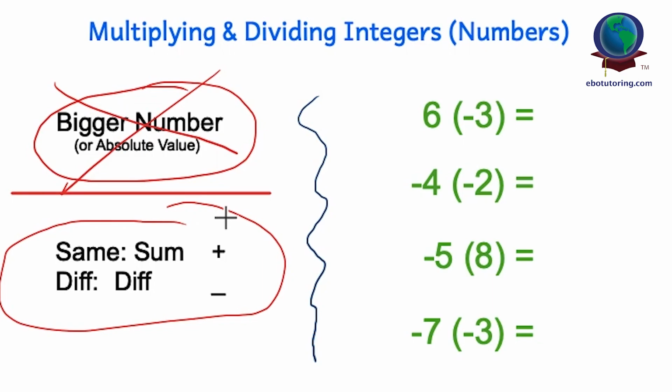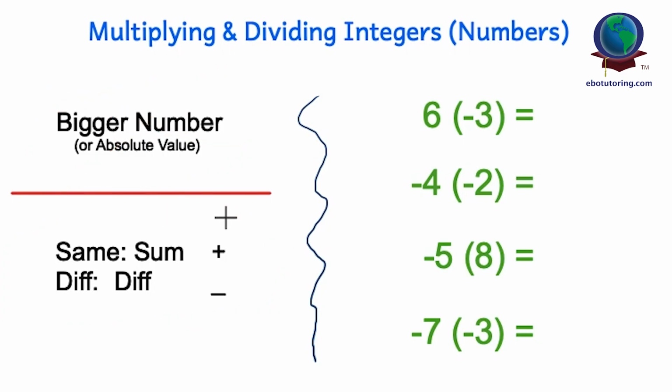And even in that, you're not even going to worry about sum or difference. Nope. You're just going to worry about positive and negative. These are the only two things you need to think about when it comes to multiplying and dividing integers. Now, what do I mean by that? Let me tell you exactly what that means.